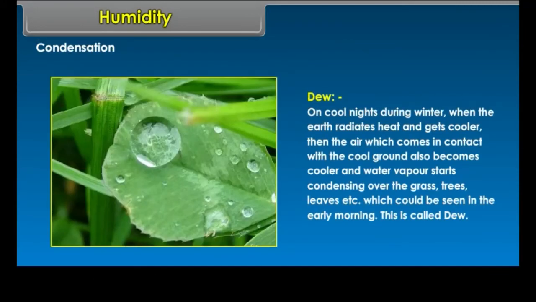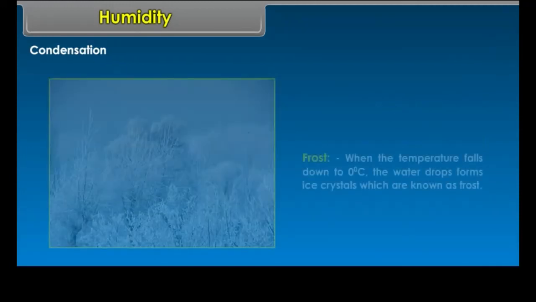Dew. On cool nights during winter, when the earth radiates heat and gets cooler, then the air which comes in contact with the cool ground also becomes cooler and water vapor starts condensing over the grass, trees, leaves, etc., which could be seen in the early morning. This is called dew.